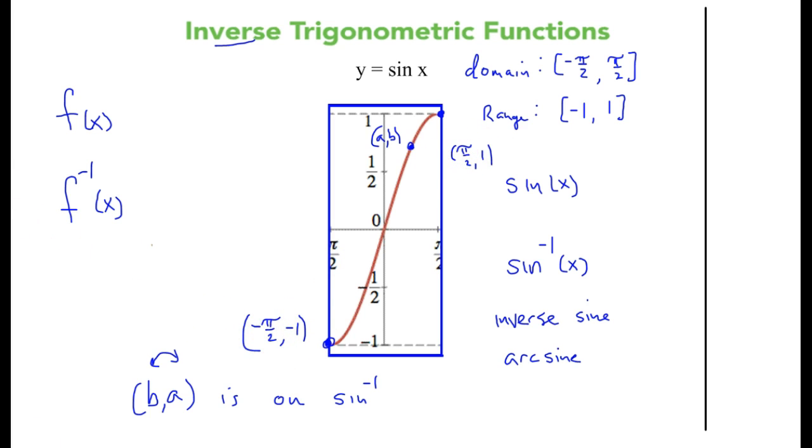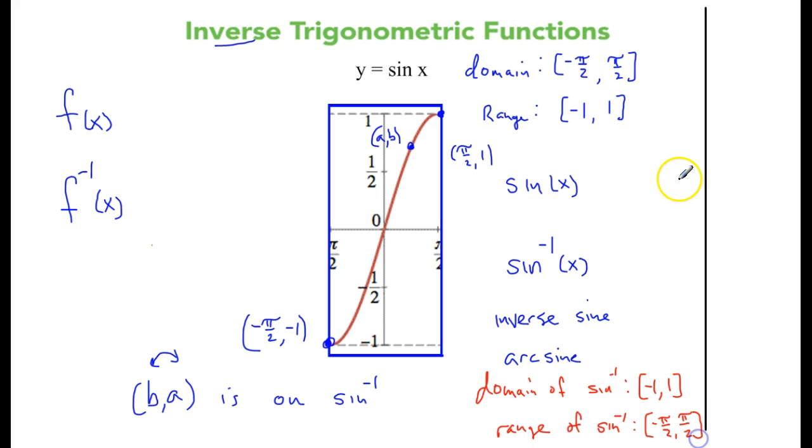What we're going to end up seeing, the domain for arcsine, is going to be the old range of the sine, because we're flipping x and y coordinates. So the domain of arcsine is negative 1 to 1, and the range of the arcsine function is the old domain of the sine function. So from negative pi over 2 to positive pi over 2. Alright, so let's think about what this means.